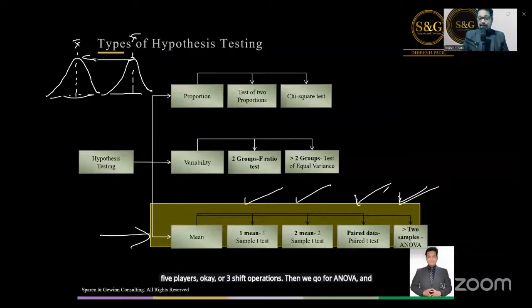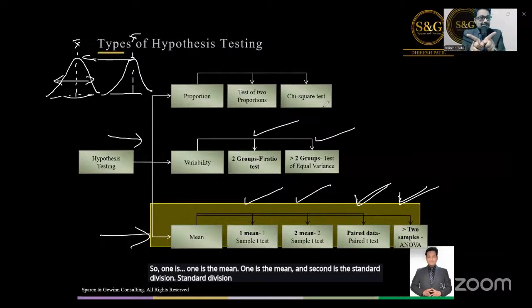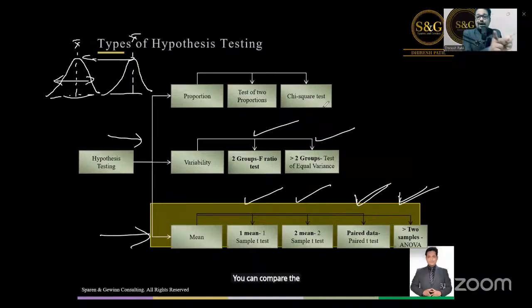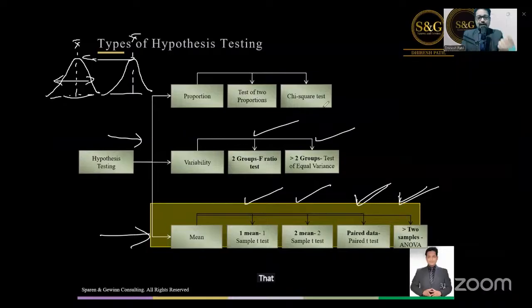And there is another one which is called paired t-test, which we are going to take. Apart from that, if I want to compare variances, the variability or standard deviation, we have the F ratio test and test of equal variances. So one is the mean, and the second is the standard deviation. Standard deviation measures the variability, right? You can compare the variability of two vendors as well, whether between the standard deviation of one vendor and of the other vendor there is a statistically significant difference. That also you can check. That's where the F ratio test and test of equal variance come into the picture.